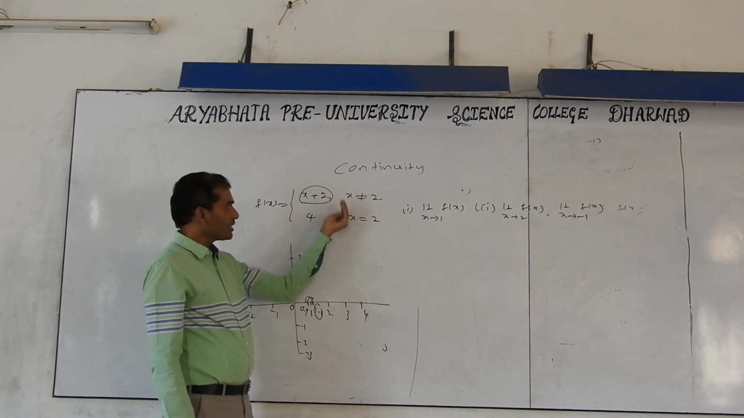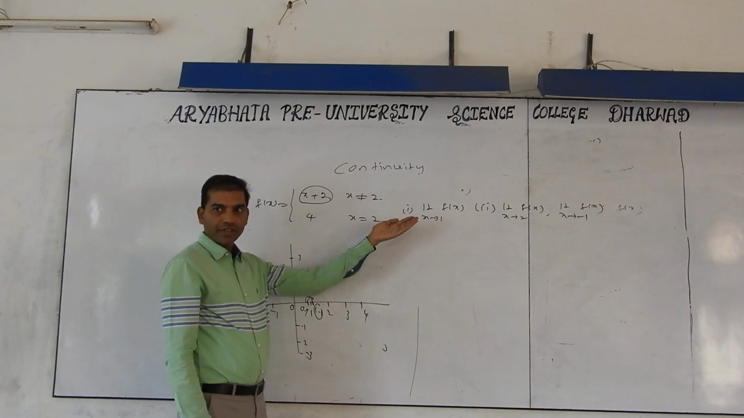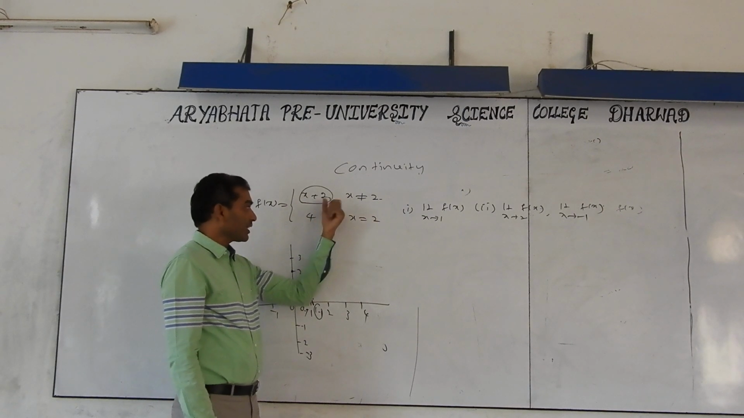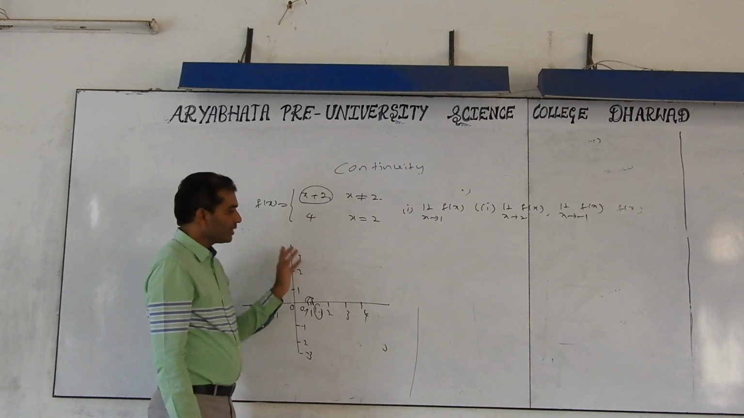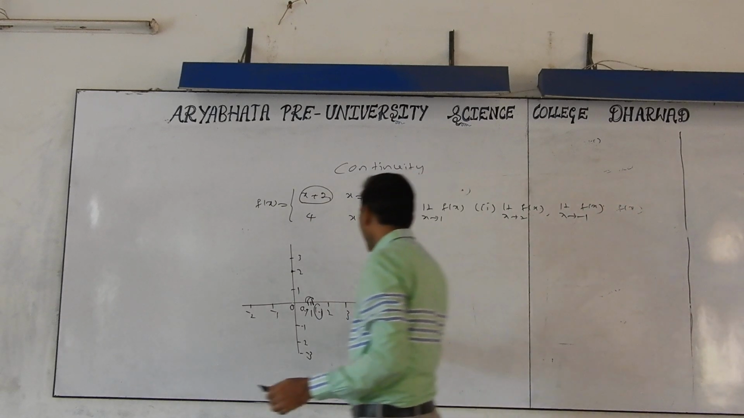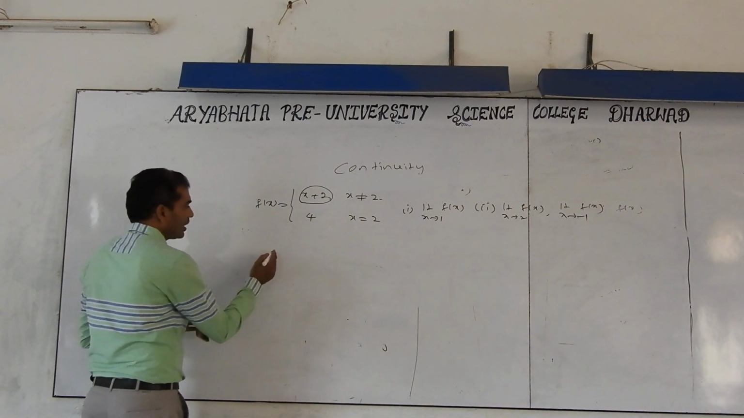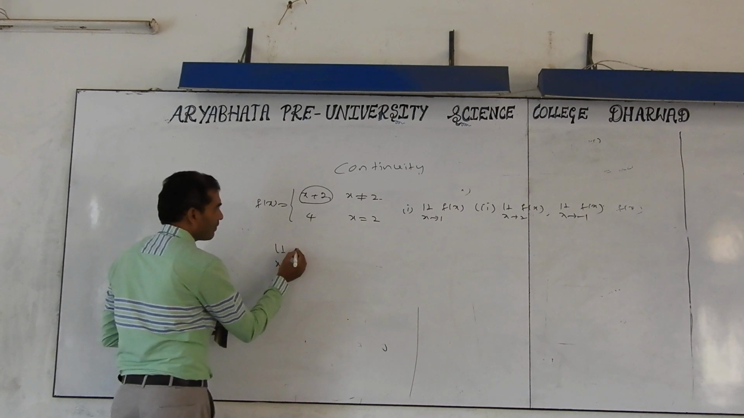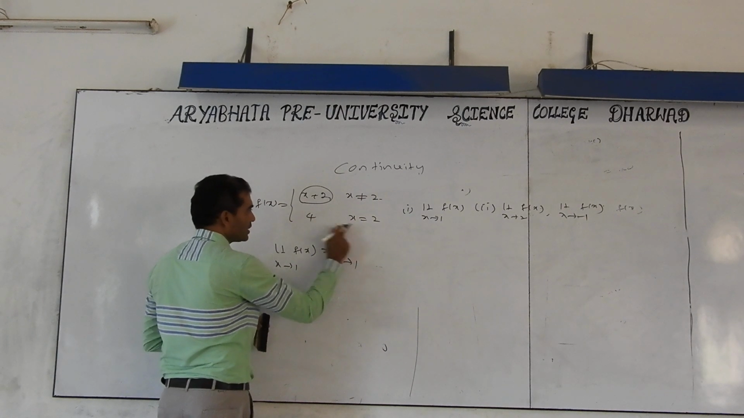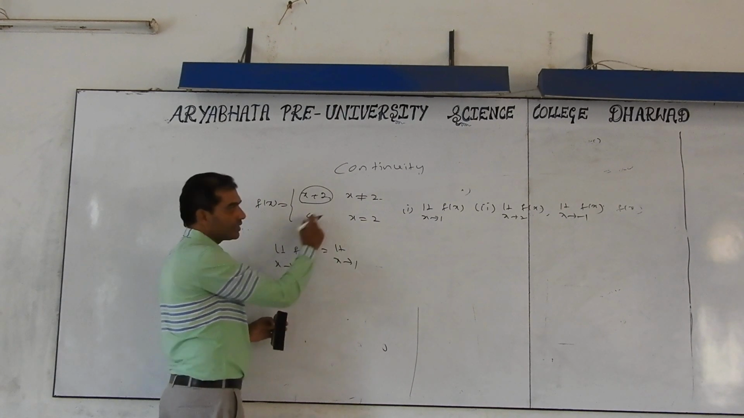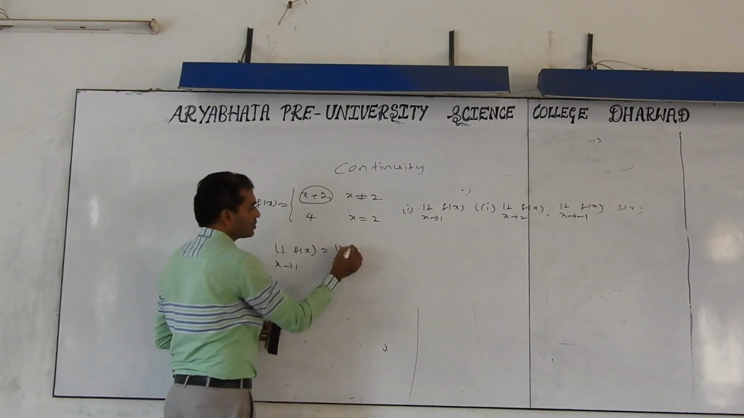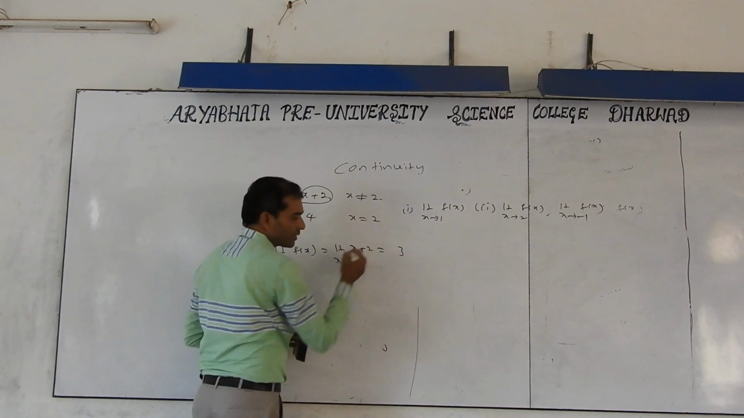Understood? If given x less than 2 a separate function, and greater than 2 a separate function, then it is changing at 2. X not equal to 2 means for all real numbers this is the only function except 2. So for all these problems there is no need to find left limit and right limit. We can find it directly. So limit x tends to 1 f of x. Tell me, x tends to 1 comes under this or this? It's x equal to 1 only. This is all real numbers except 2. So 1 comes under this. 1 plus 2, 3.